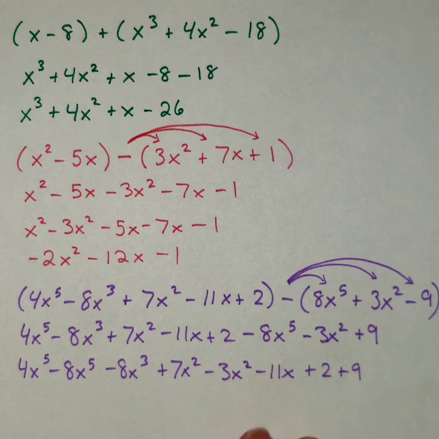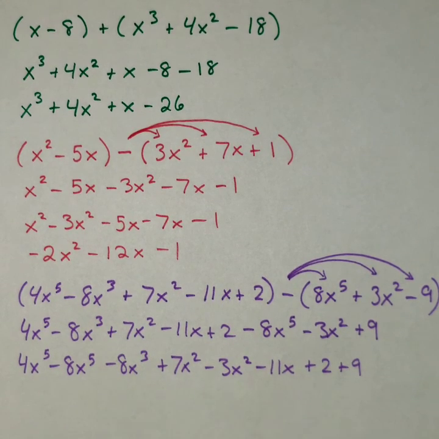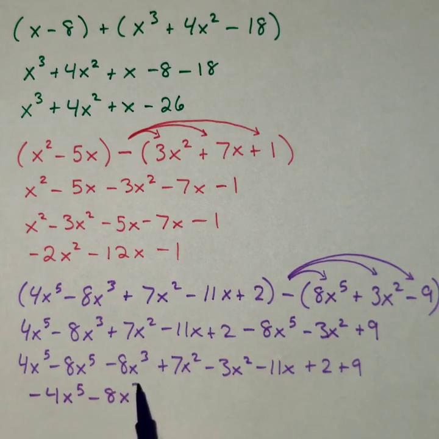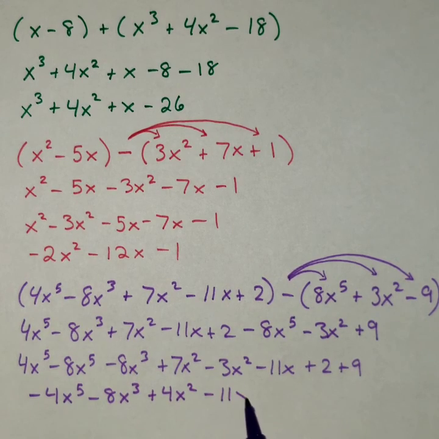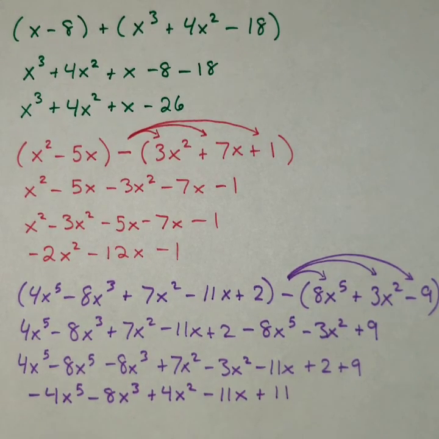It is. And then finally I'm going to combine all of the like terms. So this becomes a negative 4x to the 5th. Nothing to combine with the x to the 3rd. The x squares, this would be a plus 4x squared. The x is by itself, and the constants make up an 11. And that's it. So we're just combining like terms, distributing the minus whenever needed.